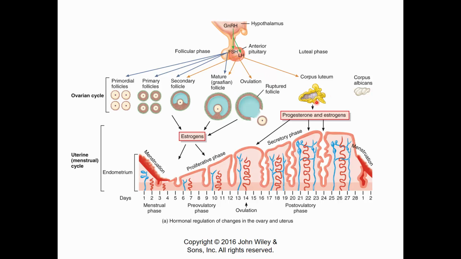The corpus luteum produces not just estrogen, but progesterone, and progesterone takes this growing endometrium and makes it into a gland that stores glycogen and prepares for the implantation of a fertilized egg. After about 2 weeks, the corpus luteum dies. It turns into a little scar called the corpus albicans. It no longer produces estrogens and progesterones. There's nothing to sustain the lining, and the lining dies, and the woman bleeds.